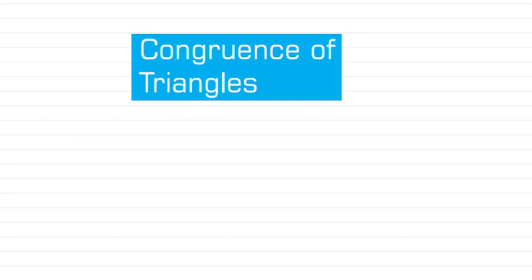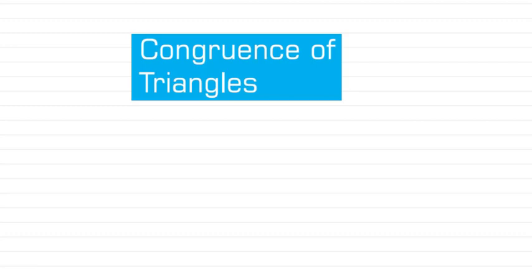Today we'll learn about congruency of triangles. So first I'll clear what exactly is congruency. Congruency means when you have two figures and they are covering equal areas and all the parts are just equal, so they are said to be congruent.